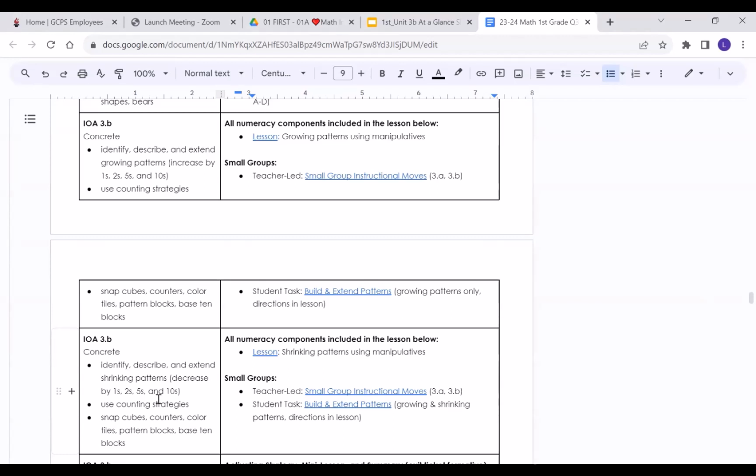Growing and shrinking patterns are introduced concretely with a variety of manipulatives to help students see and count how the pattern is changing from one step to the next step. Individual manipulatives like counters, color tiles, and shapes work well for patterns that increase or decrease by 1s or 2s. Snap cubes represent those changes well also, but are helpful for 5s because the cubes can be connected in sets of 5s. The base 10 block, 10 rods, and 10 frames model growing and shrinking patterns by 10s well.